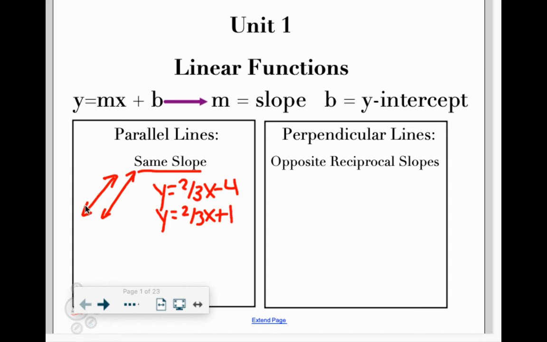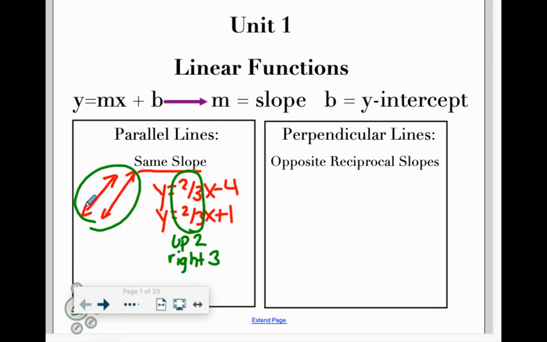So notice how they both have the same number here in the middle. That means both of their lines would be going up at a rate of 3. So then they would have the same rate, and that's why they would look something like this and be parallel.